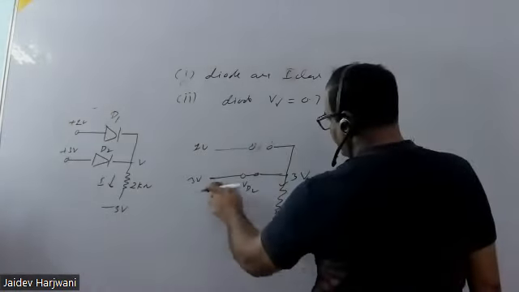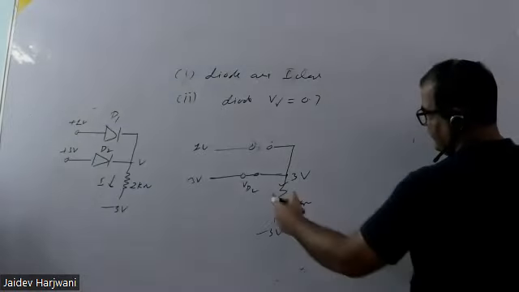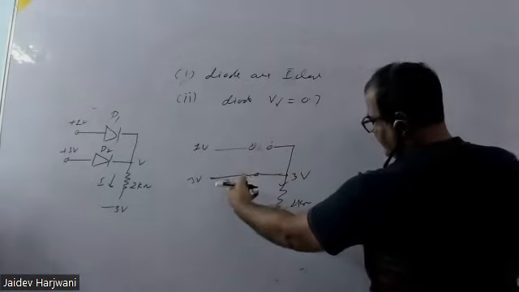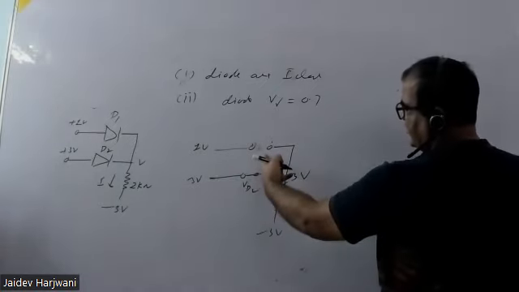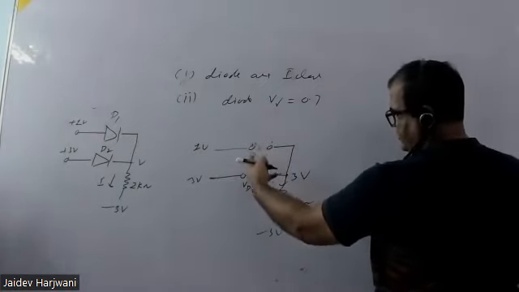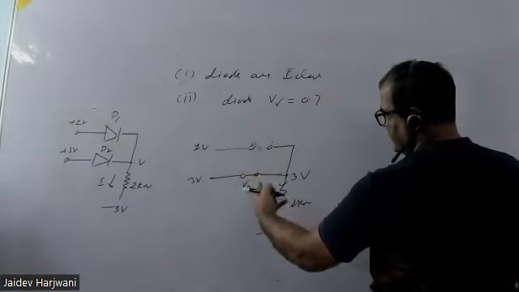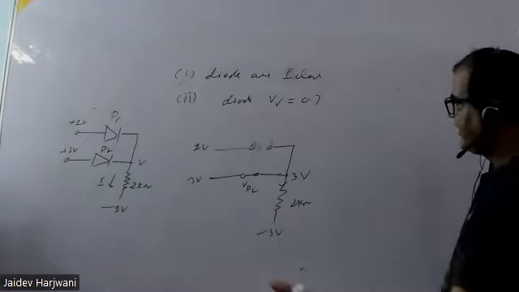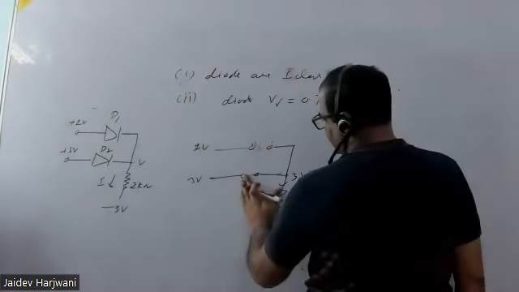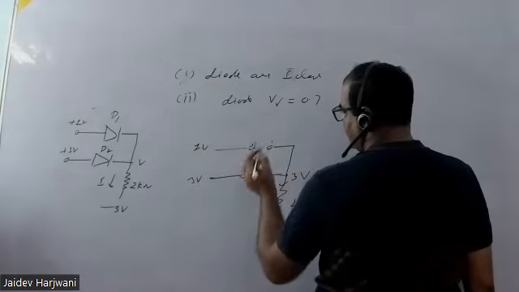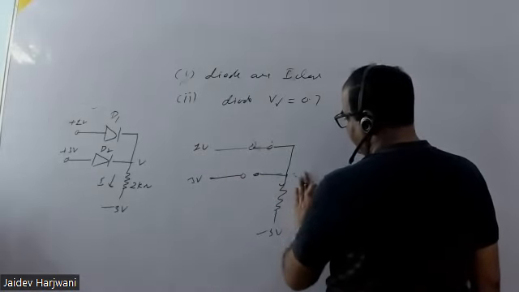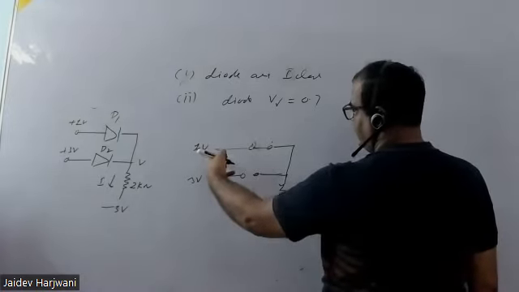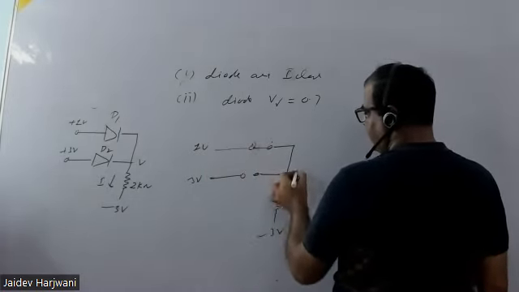Now let us find out for here, VD2. Obviously, if I say this is conducting, this automatically comes off. This assumption is correct. Now you can take the opposite assumption. You can say now this is conducting and this is off. So this is conducting, so this becomes 1 volt.